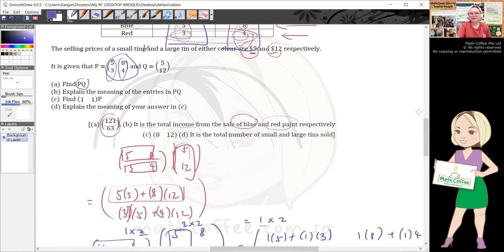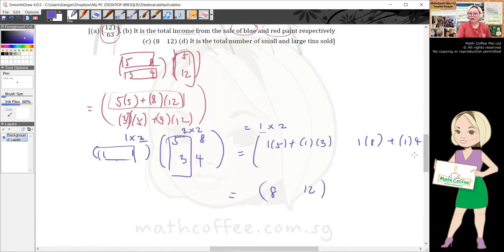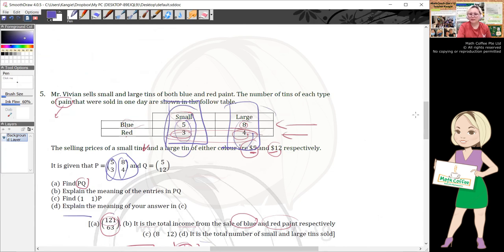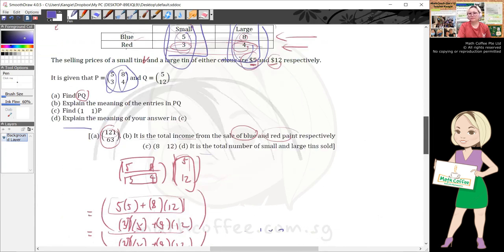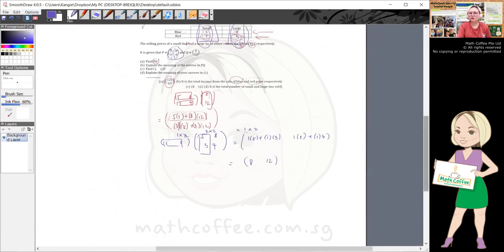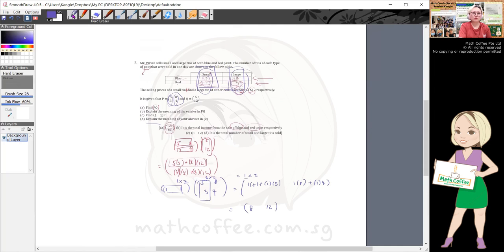So when they say find, then you work it out already, right? Then the next step, they always ask you, explain the meaning of the answer in your part C. So by analyzing the working, you will see that it's actually the total number of the small tins and the large tins. A lot of students always ask me, Jill, I don't know how to explain the meaning. How do I know what is what? By just looking at the working, you'll be able to see what they are trying to ask you to find. You understand? So this is for question 5.